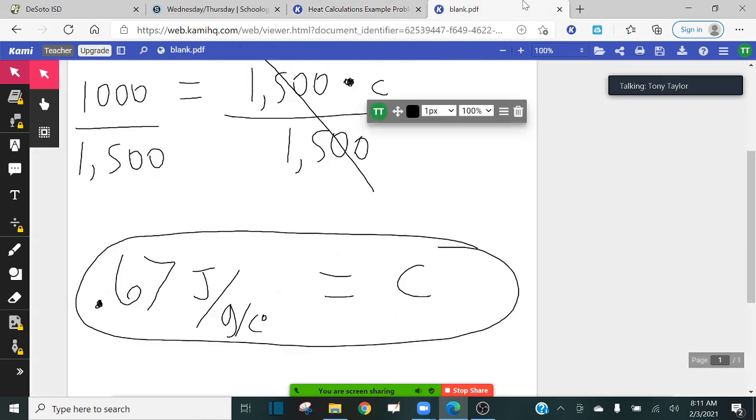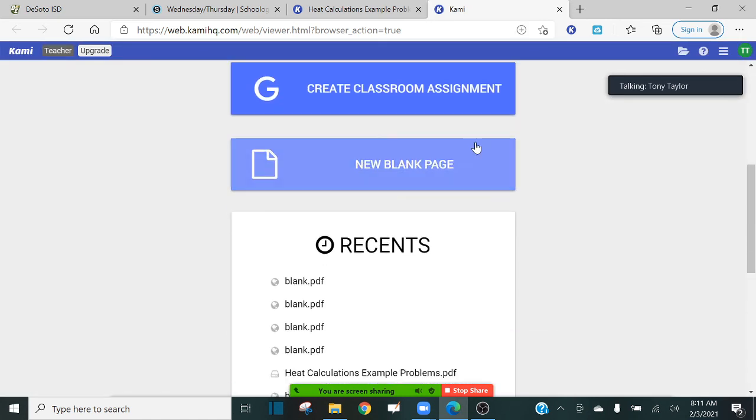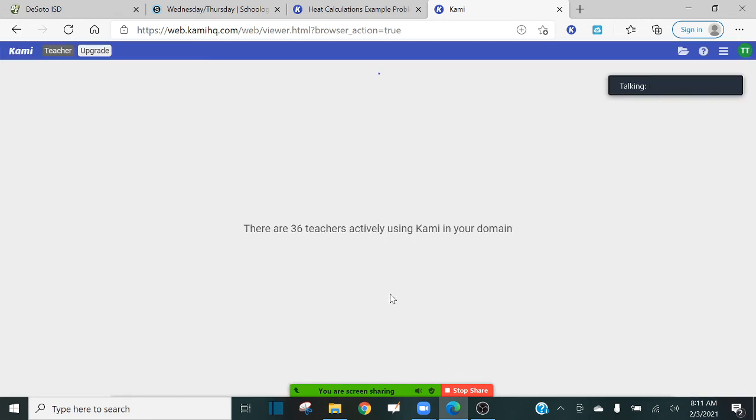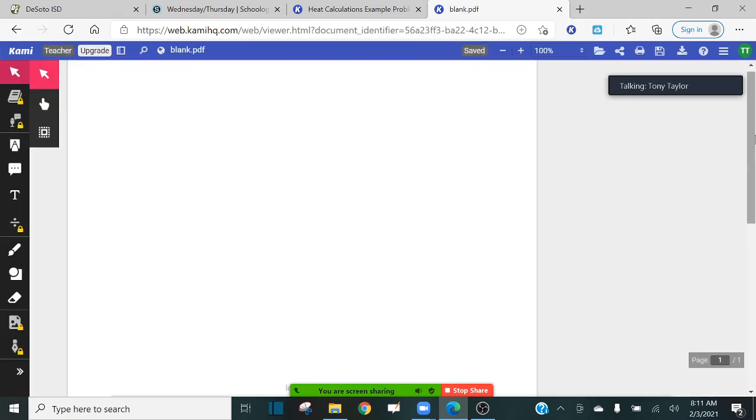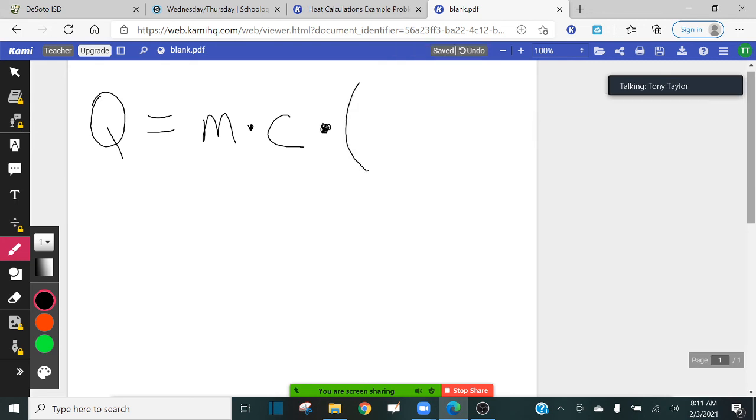Okay, so let's look at that right now. So let us write our equation. Q is equal to mass times C times delta T, change of temperature, where it's understood. Delta T is the change of temperature. In other words, it's the final temperature minus the initial temperature. Okay. That's what delta T means.